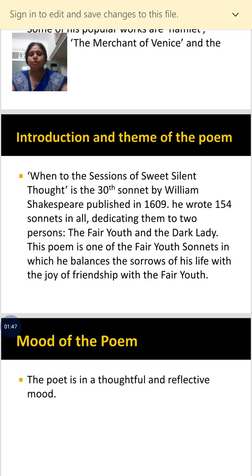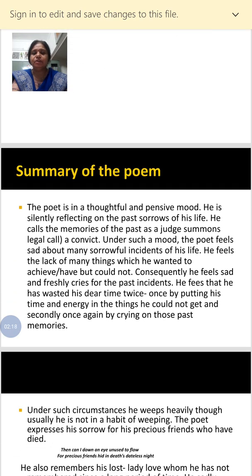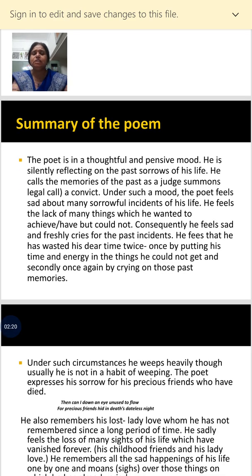The next point is mood of the poem. So the mood of the poet, it is a misprint. It should be the mood of the poet. So the poet is in a thoughtful and reflective mood because he thinks over his past sad incidents and he reflects on his past life. So we will say that he is in a thoughtful and reflective mood. Now here is a summary of the poem, and in the summary of the poem, you have got to paraphrase or write the meaning in your own words.